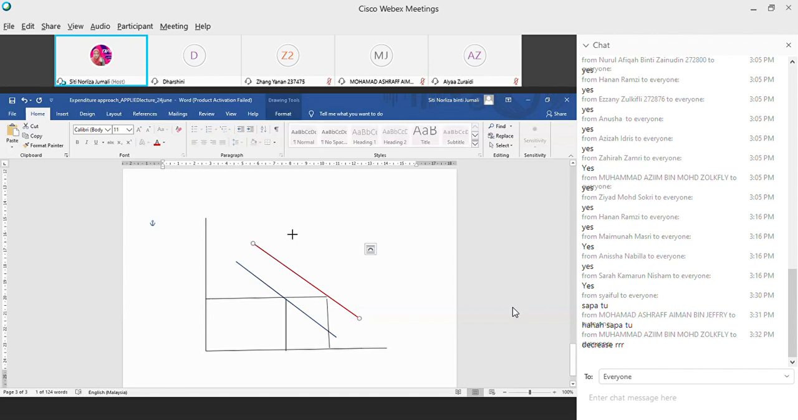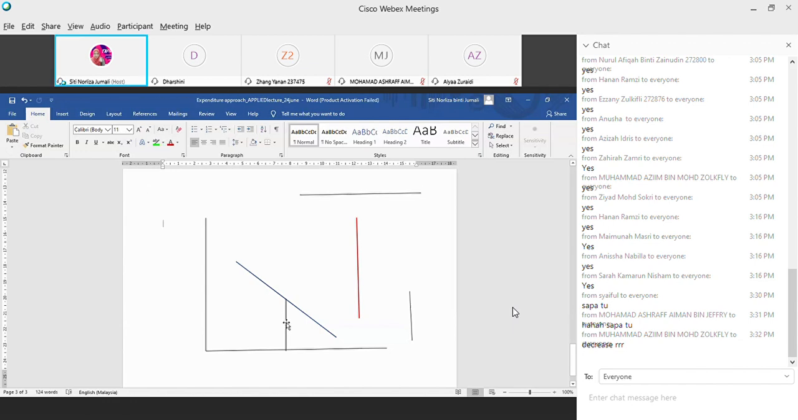This is money supply. Remember, money supply is always like this. Why? Because money supply is controlled by the central bank. Okay? Right? This is our money supply.